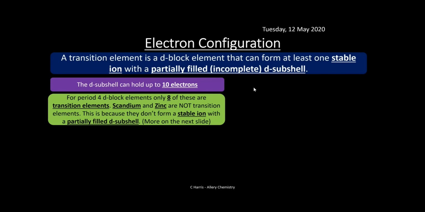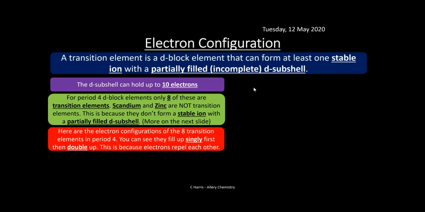But we'll look at this in a little bit more detail when we look at electron configuration, because that's just as important. Here we've got the electron configurations of the 8 transition elements in period 4, and you can see that they fill up singly first, then they double up because the electrons repel each other.